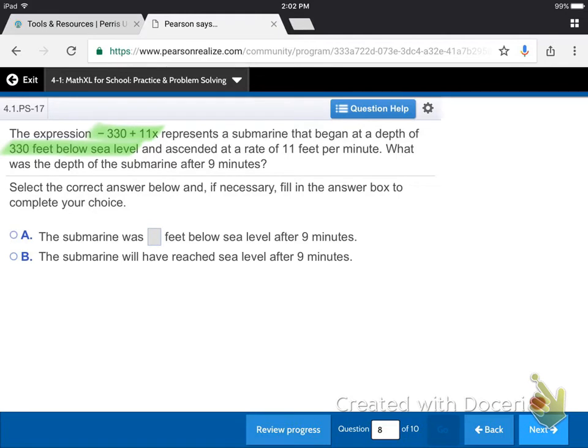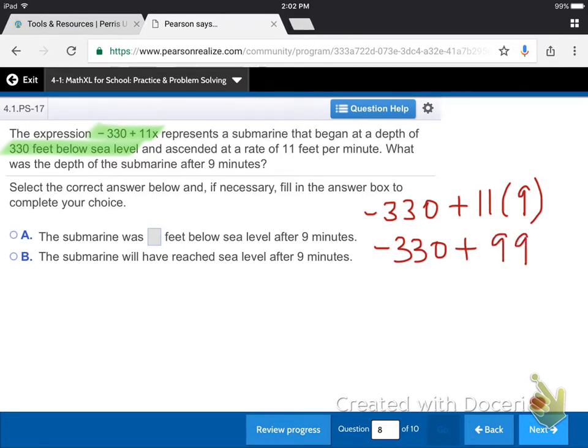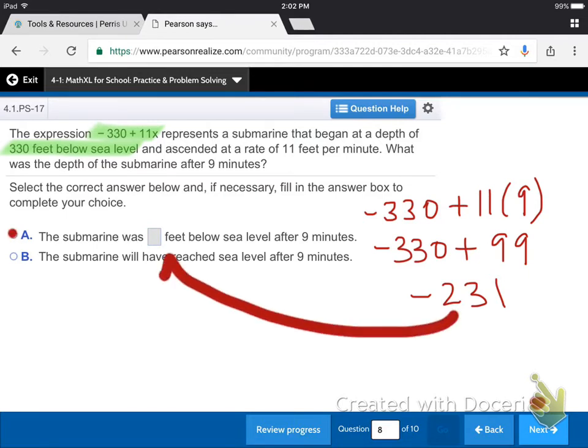Okay, so the expression is negative, let me make that pen smaller. Here we go. We're going to have -330 plus 11 times 9, because that's how many minutes it's going to be ascending. So it's -330 plus 99, which means we're going to subtract those numbers, and that's going to be -231 feet below sea level after 9 minutes. So we're going to choose answer choice A, and we are going to write in the answer right there.